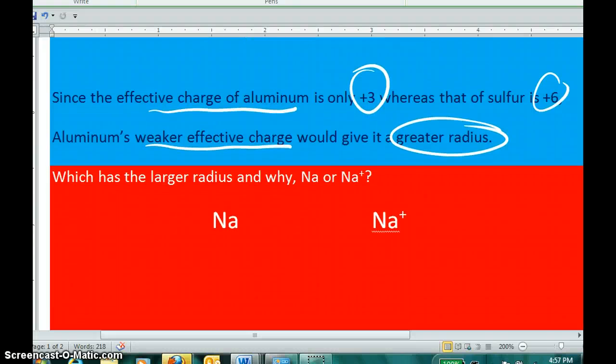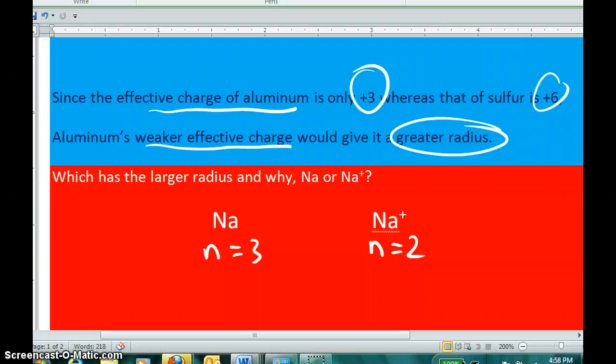As another example, which has the larger radius, sodium or the sodium cation? Well, the first thing I would do would be to look at valence level. And sodium's a period 3 element, so it has n equals 3 as a valence level. Now remember, the sodium cation is formed by oxidizing a sodium atom, which only has one valence electron. And when that one valence electron is removed, it means the only remaining electrons at best are in the second energy level. So yes, sodium cation's valence level is actually n equals 2.